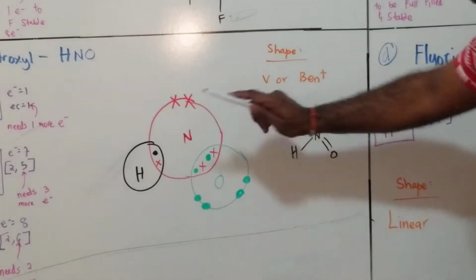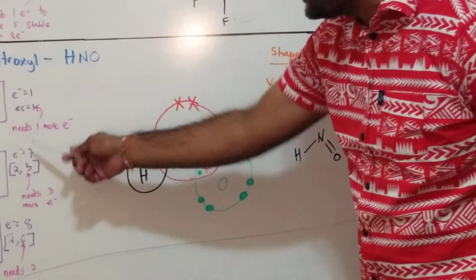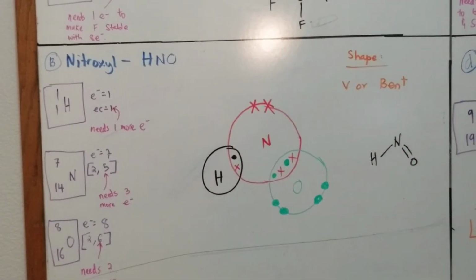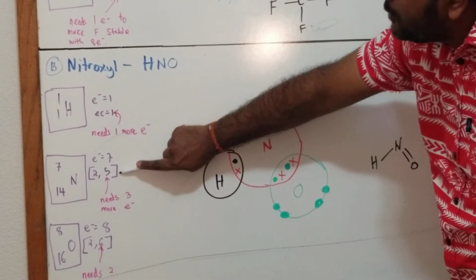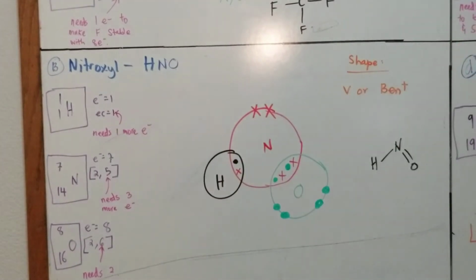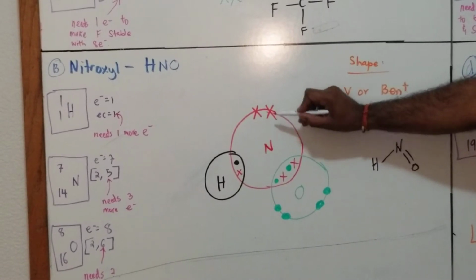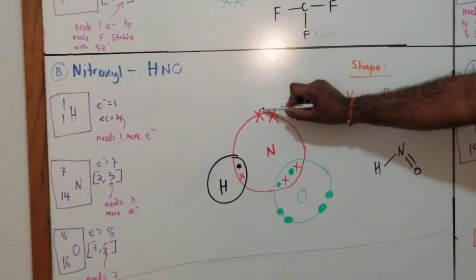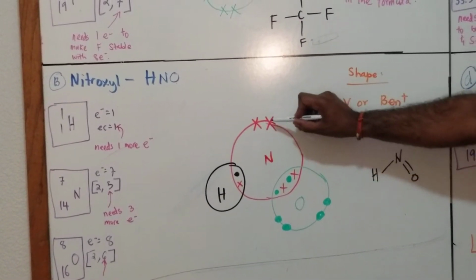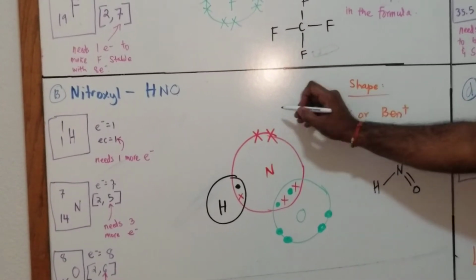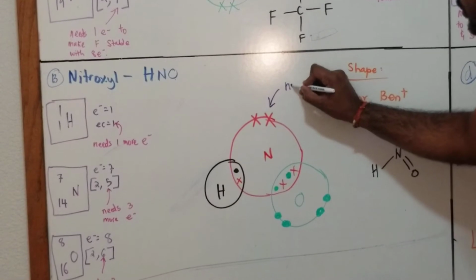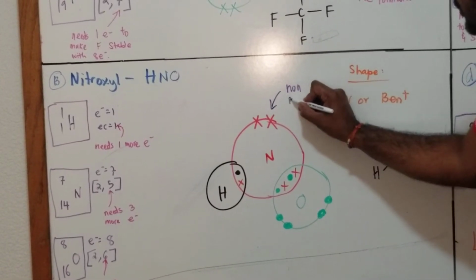So I placed nitrogen in the center. Nitrogen has 5 electrons. I for sure know that nitrogen will share 1 with hydrogen. Nitrogen needs to have 3 bonds and then 2 with oxygen. Therefore, nitrogen is placed in the center. I have placed nitrogen's electrons as crosses. So 5, 1, 2, 3, 4, 5. 2 electrons on the top. These are the non-bonding pairs.